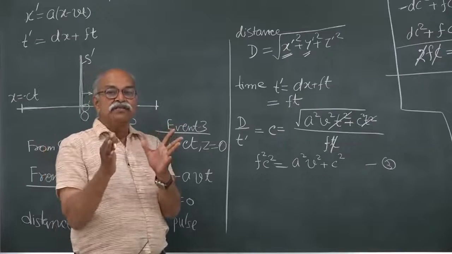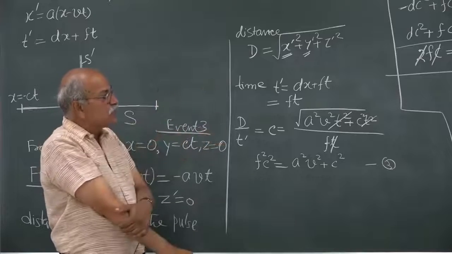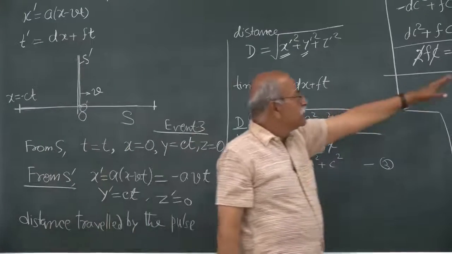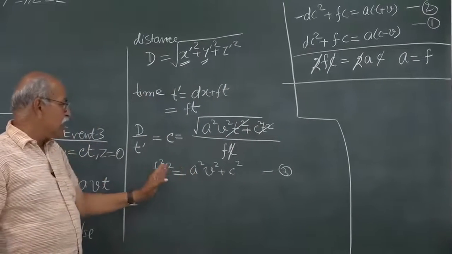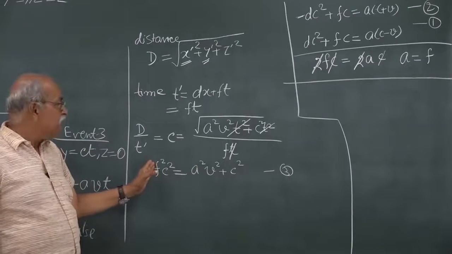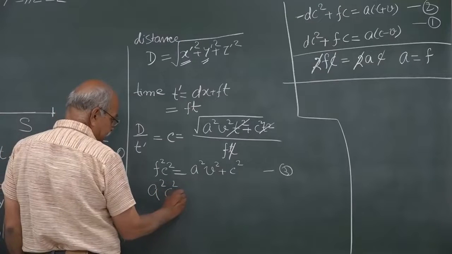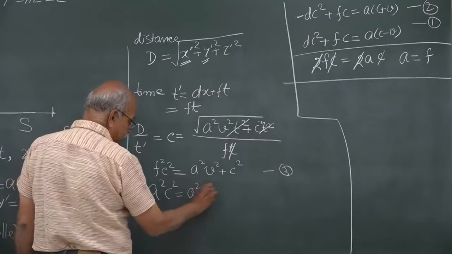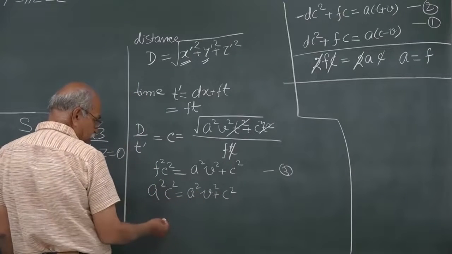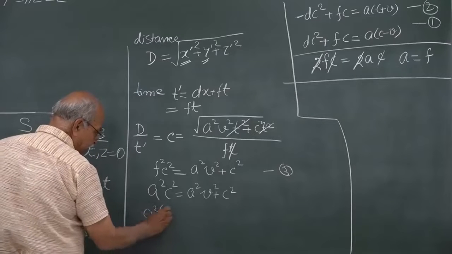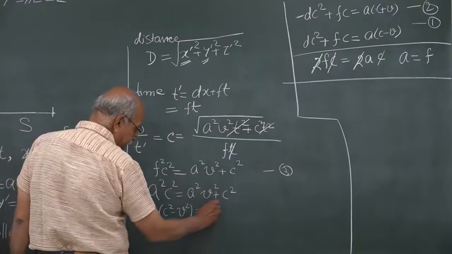So, we had 3 unknowns, we have 3 equations, we have also partially solved the first and second equation, and from there we have gotten A is equal to F. So, I can use it here, in place of F I can write A. So, it is A square C square is equal to A square V square plus C square, and take this on the left, A square common, C square minus V square, and that is equal to C square.